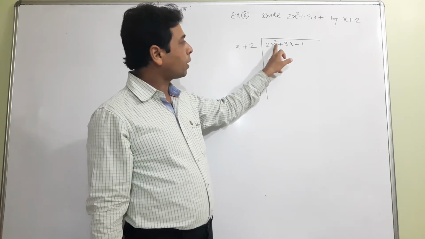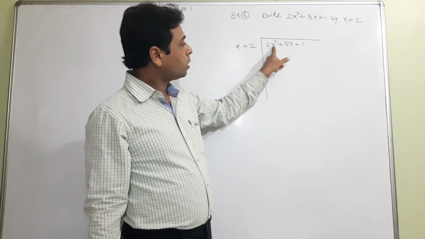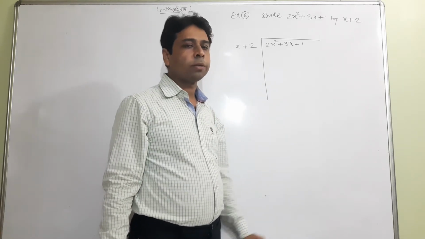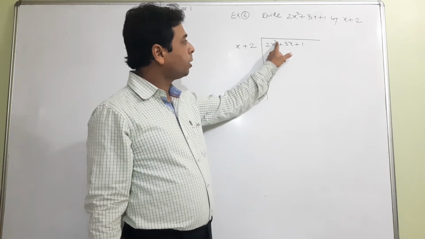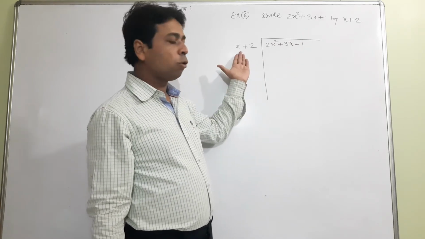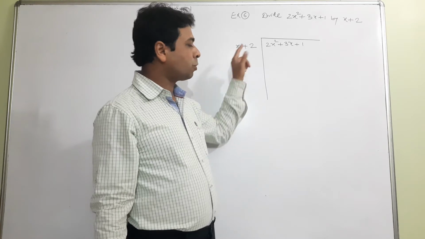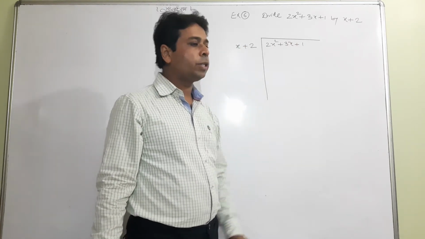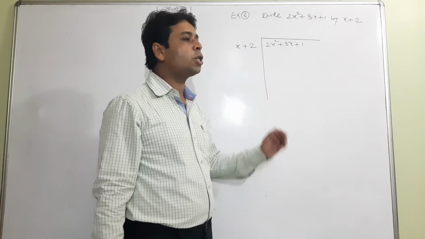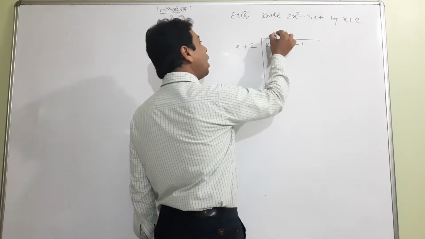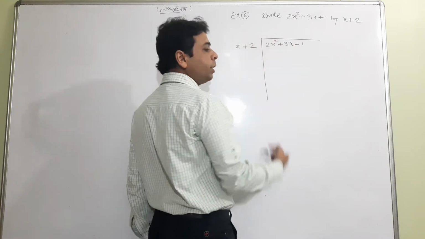What is a proper way? See the power of x. The powers of x should be arranged in descending order. Like power of 2 will be written first, then power of 1, then the constant. Here also, first x will be written, then the constant. If it is in disorder, you first have to arrange it in order and then start your working. So the first question is what time it will divide initially.